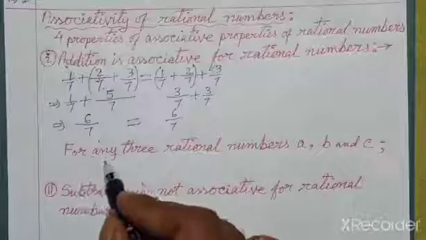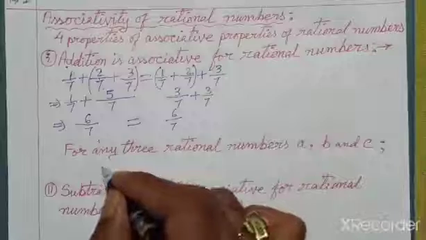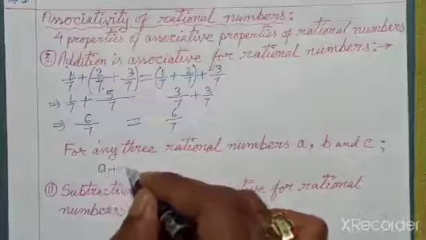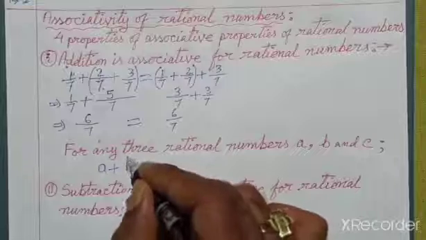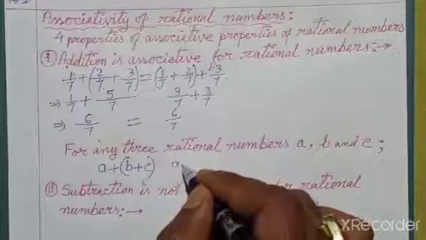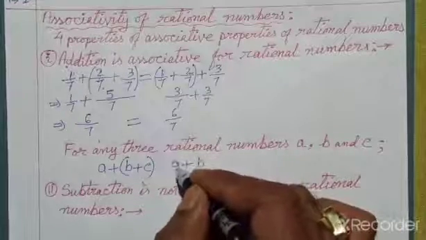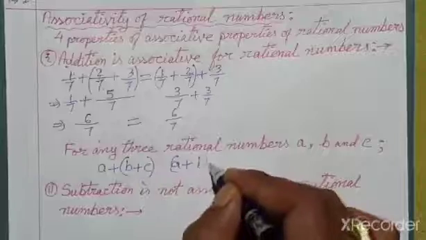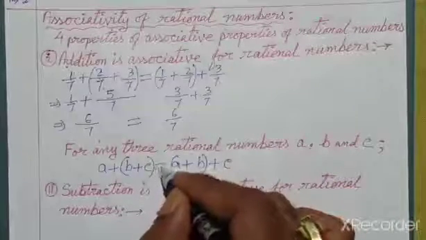So for any three rational numbers A, B, and C, A plus (B plus C), here B plus C is done first, and in the second case (A plus B) plus C, if we add together A plus B first, after that adding C, both these two answers will be equal.